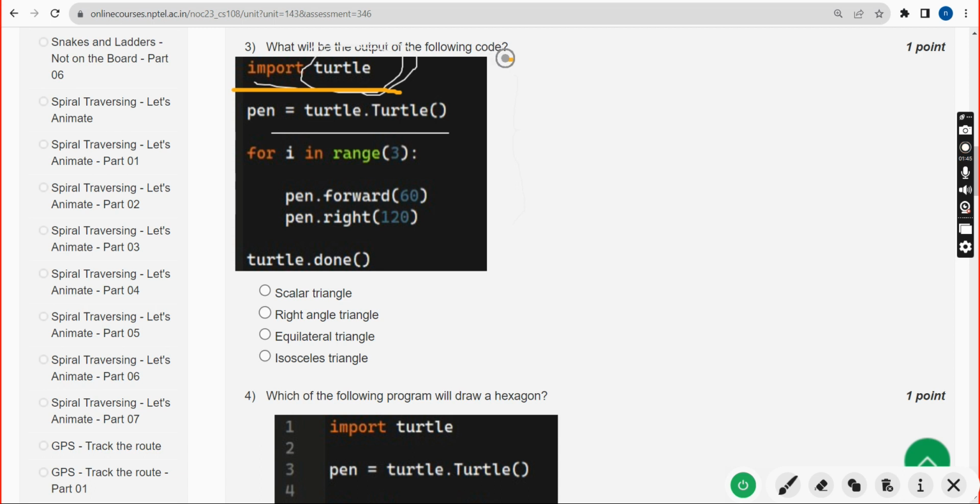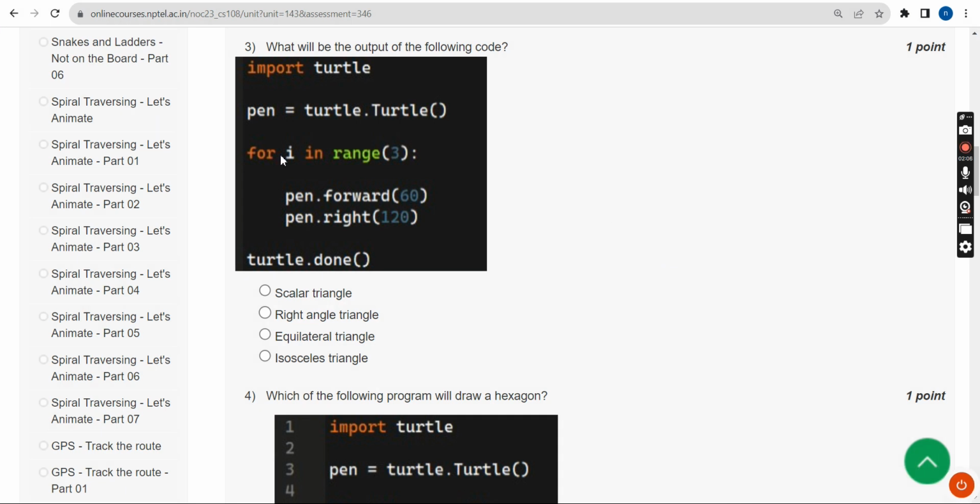So for this code, I have got the answer as third option, equilateral triangle. So mark for third question the answer as third option itself. The third question, the third option.